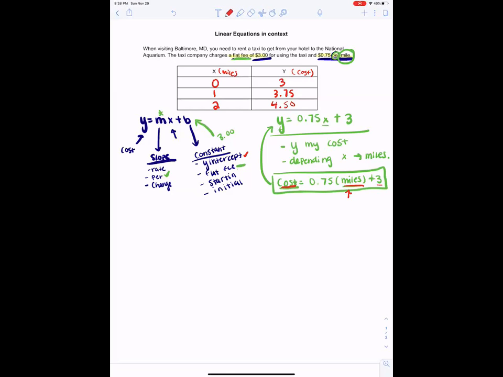So what if I were to ask you, what does the point (3, 5.25) mean? Answer that. What this means is that at 3 miles, because that's x miles, it will cost me $5.25. That taxi will cost me $5.25 for 3 miles. That's it. That's the interpretation.